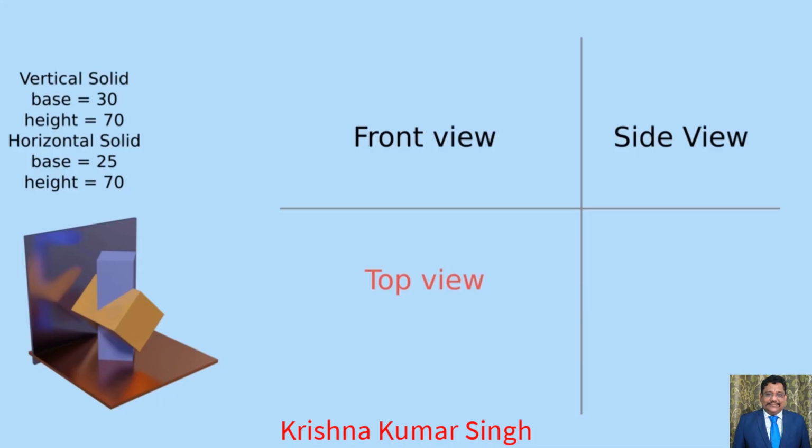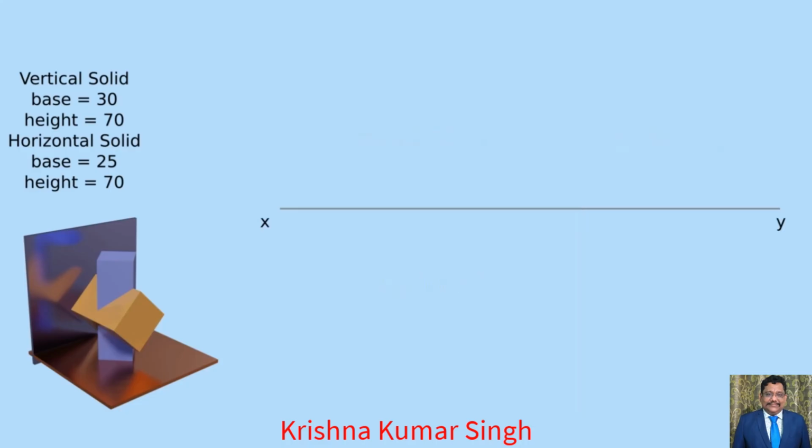Draw the top view of the vertical prism, because the true shape of the object is visible from the top view only. Draw a reference line. Draw a square of edge 30 mm. This is the top view of the vertical prism. Now draw its front view.